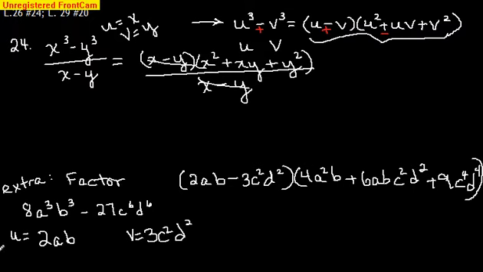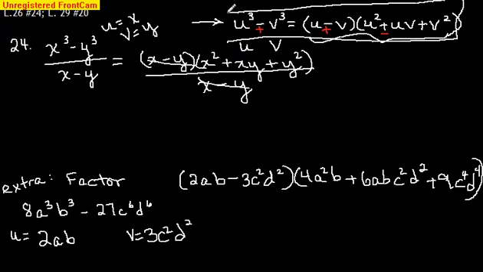It's really identifying your u and v. This times itself 3 times gives you this. This times itself 3 times gives you that. So that's your u and your v. And then all you do is you plug it into this formula that you have to have memorized, or else you can't do these problems.